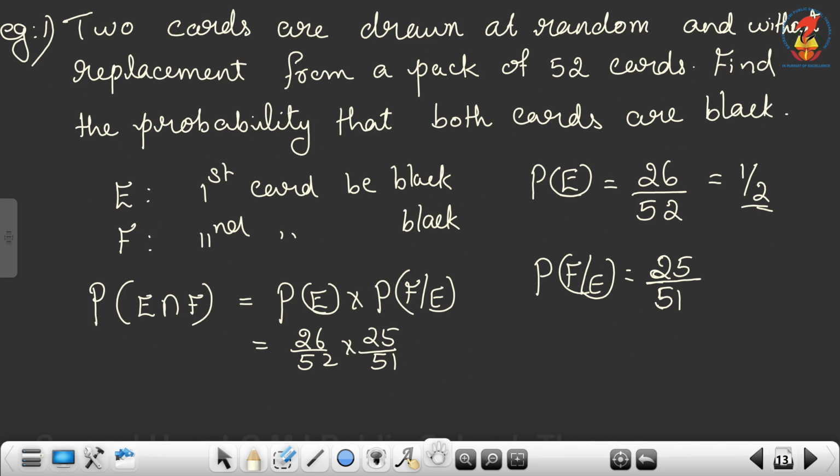Now we can cancel 26 and 52. So it is 25 by 102.